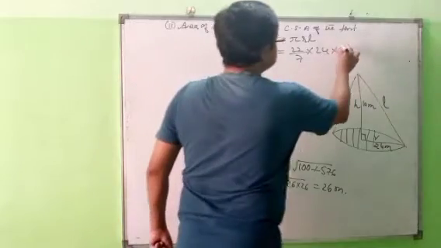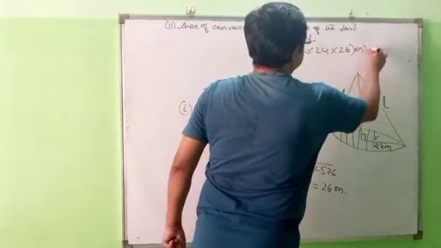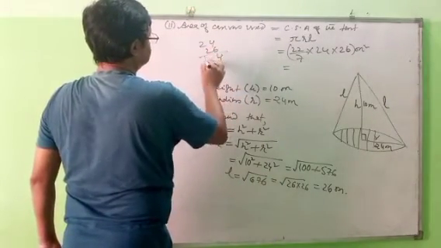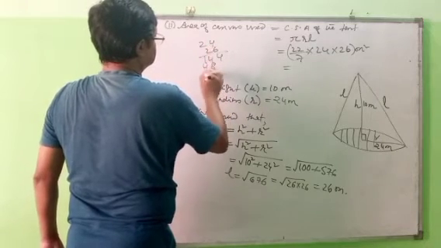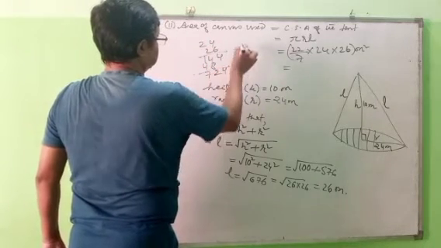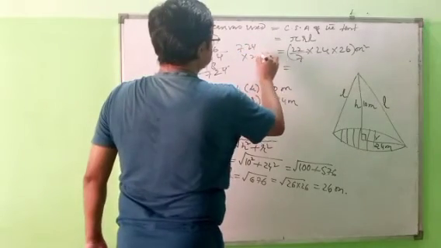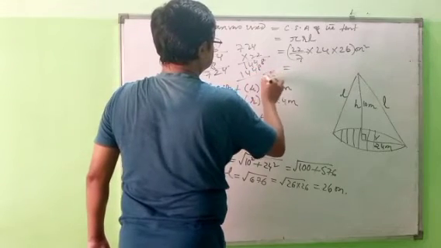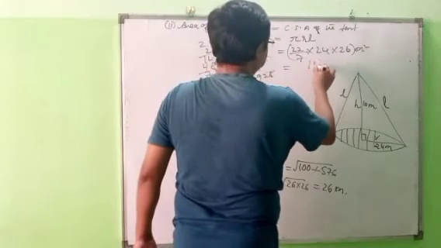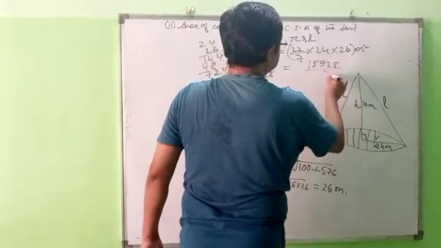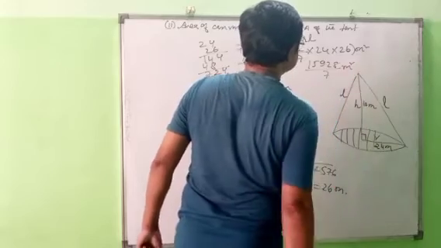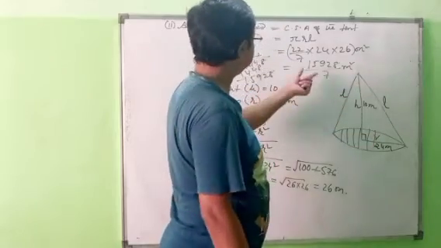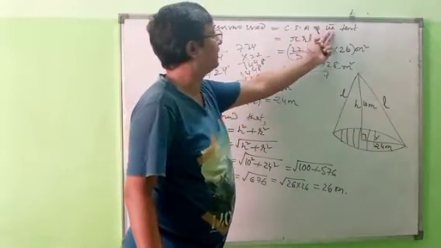So L you got 26 meters square. So here now it will be 22 by 7 into 24 into 26. So it will be 15928 divided by 7 meters square. So this is the total area of the canvas used in making this tent. So you have used the formula of the curved surface area of the tent.